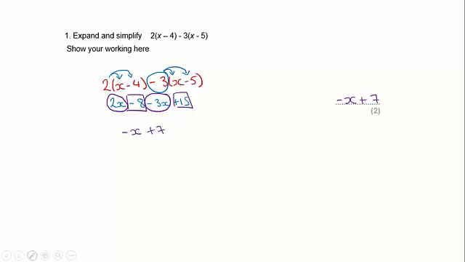Okay, your first mark is for correctly expanding at least one of the brackets. And your second mark is an answer mark.